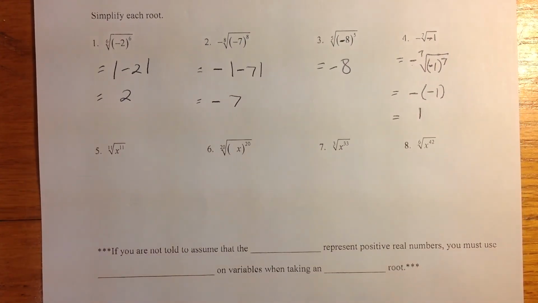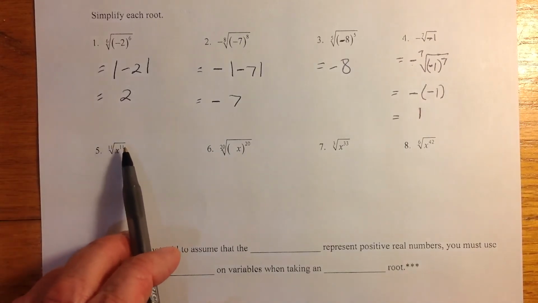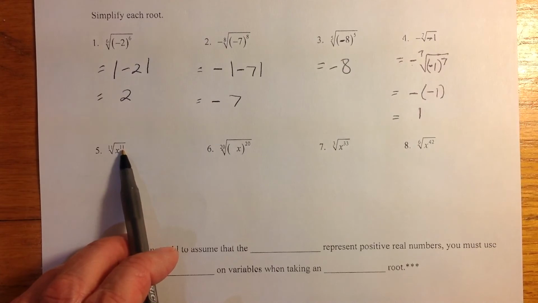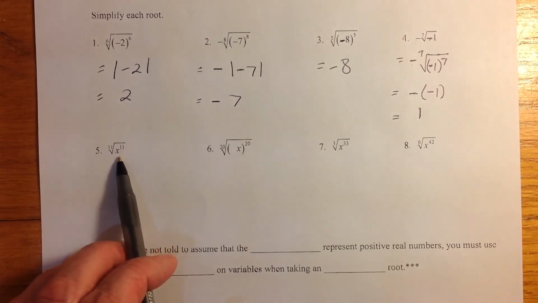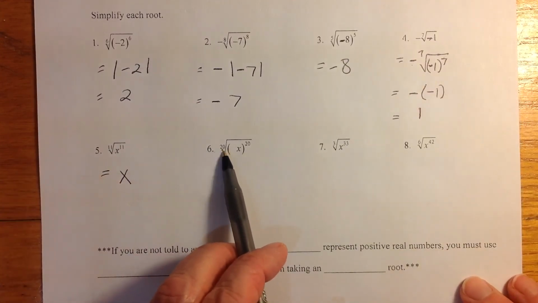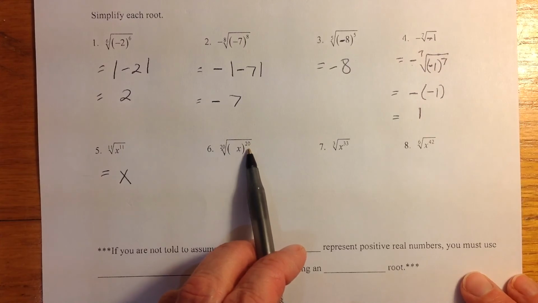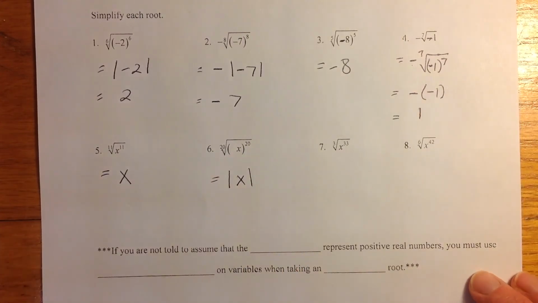Okay, so now let's look at it with variables instead. It's still the same idea. Odd index, same matching odd power, so our answer is x. Here, even index, matching even power, so our answer is absolute value x.